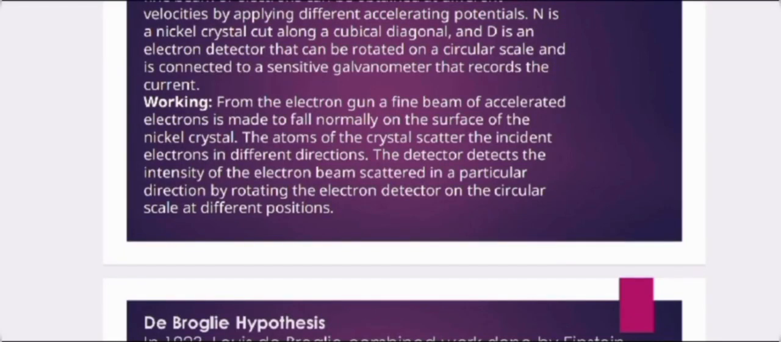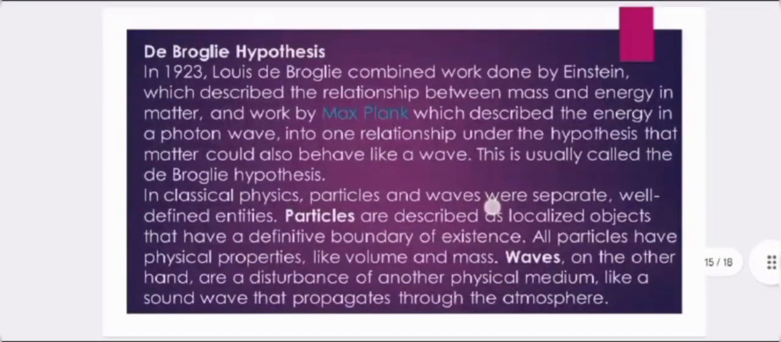Working of this experiment. From the electron gun, a fine beam of accelerated electrons is made to fall normally on the surface of the nickel crystal. The atoms of the crystal scatter the incident electrons in different directions. The detector detects the intensity of the electron beam scattered in a particular direction by rotating the electron detector on the circular scale to different positions.